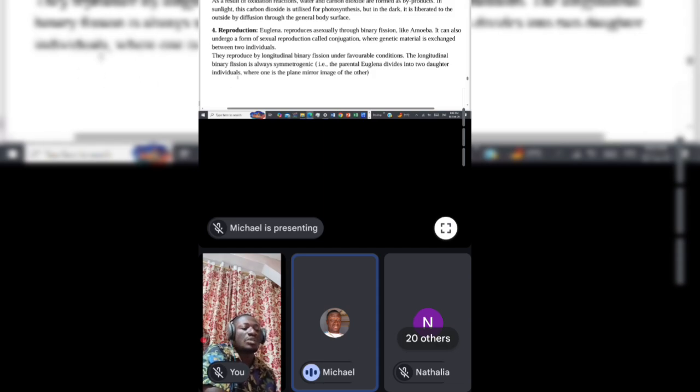So it's also symmetrogenic. That is, the parental Euglena divides into two daughter individuals, where one is the plain mirror image of the other. So they have a bilateral symmetry, whereby they look just the same as the other, and it is from top to bottom. Let me show you this diagram.